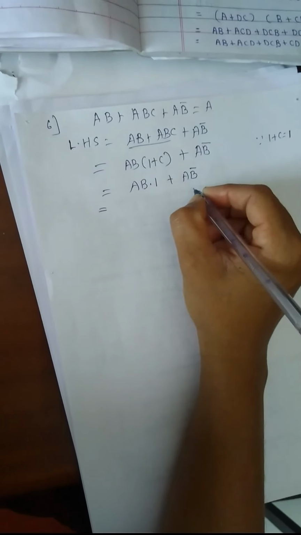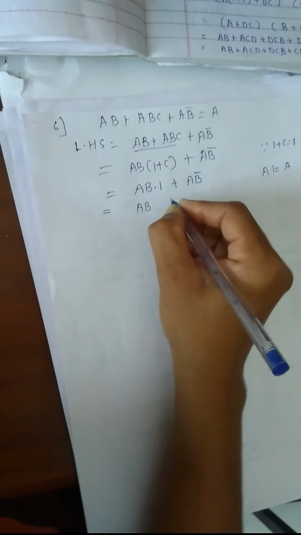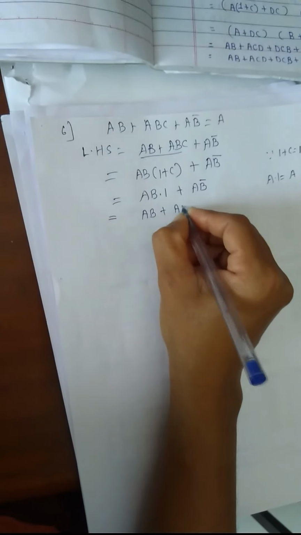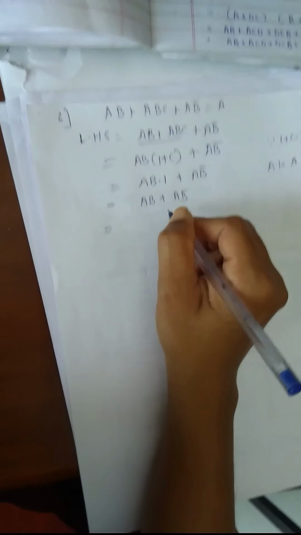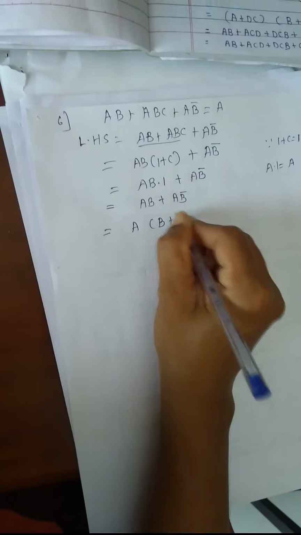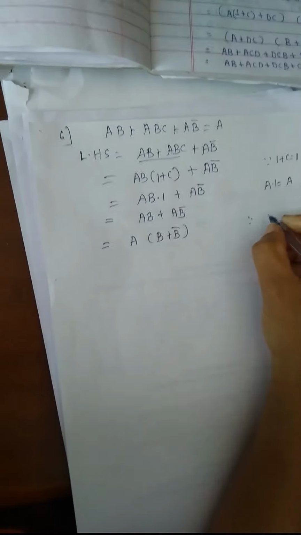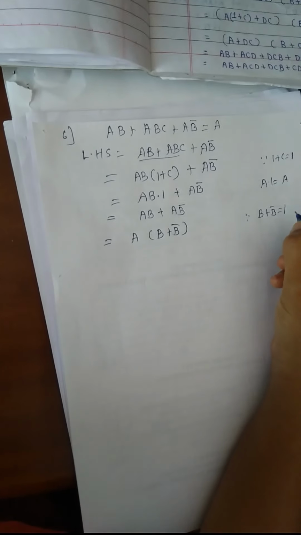A into 1 is equal to A, that is the AND law. So this term AB into 1 is represented as AB plus AB bar. So again we use the law in this step, take the common term, that is A (B plus B bar). Since B plus B bar is equal to 1, by the law A plus A bar is equal to 1.